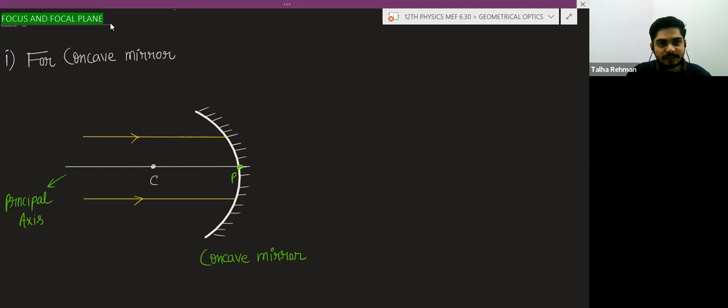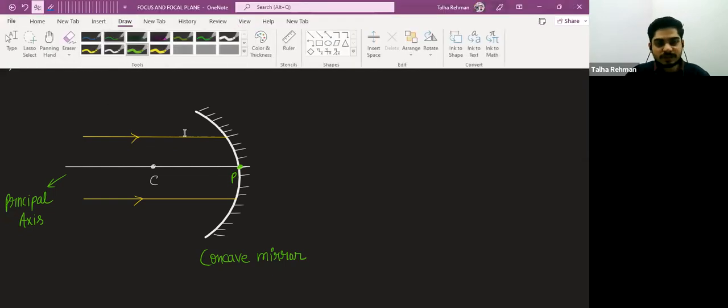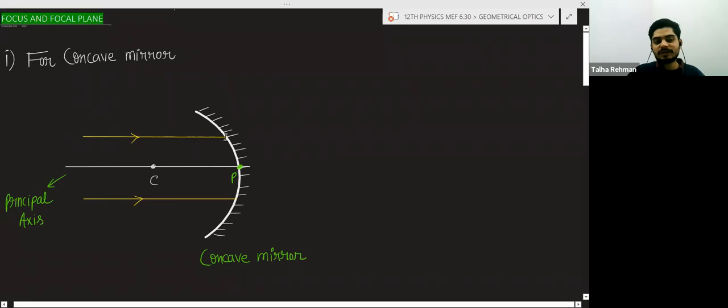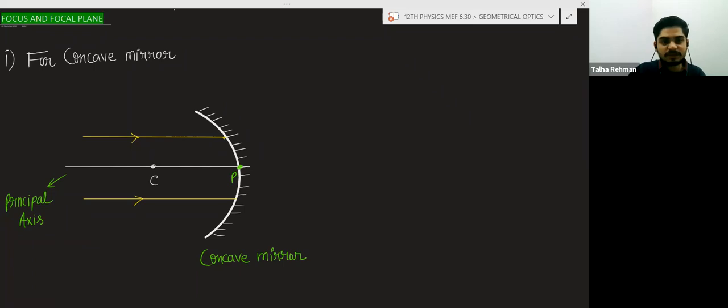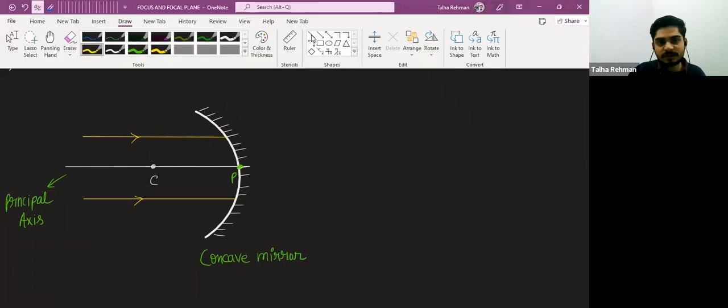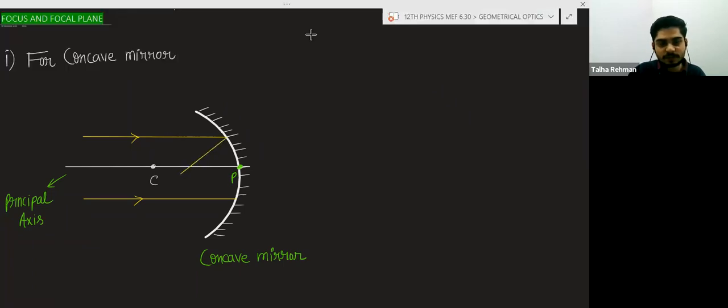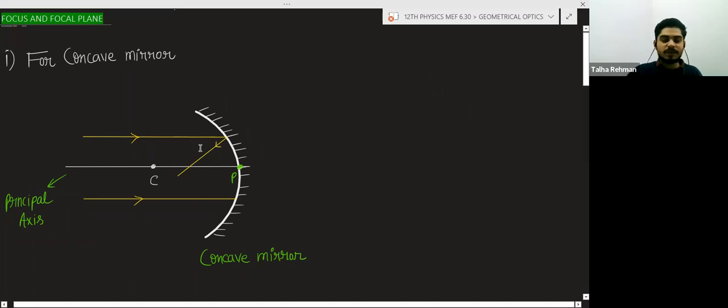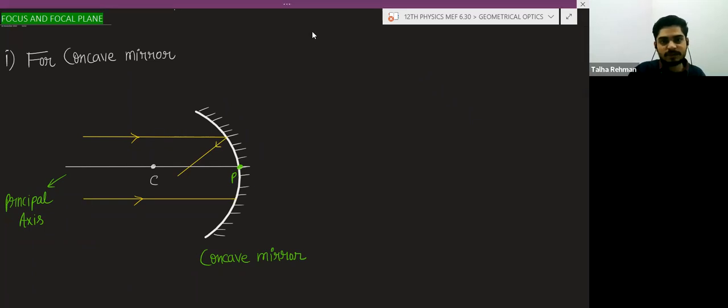This ray of light strikes the mirror at this point, and after striking here, it bounces back, so reflection will take place. Suppose this ray goes in this direction after reflection. Now what about this other ray of light? The same is the case for this ray after reflection.